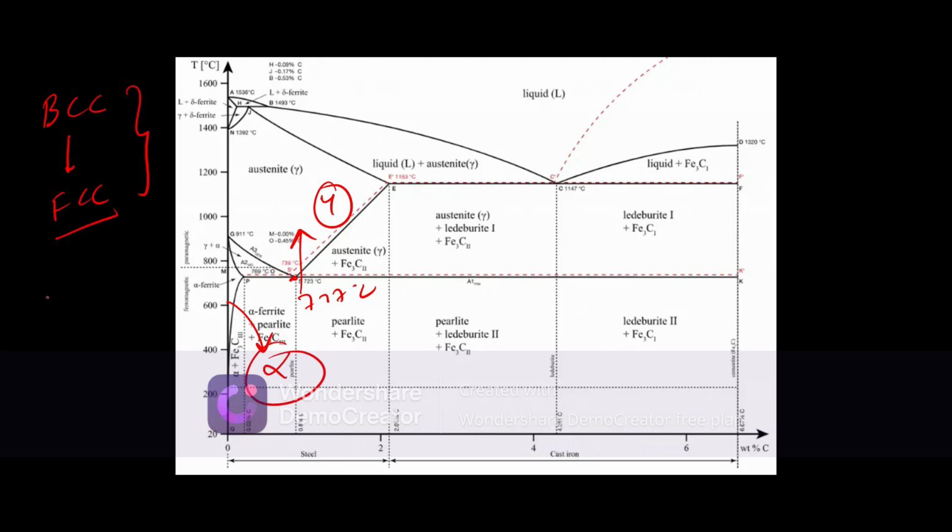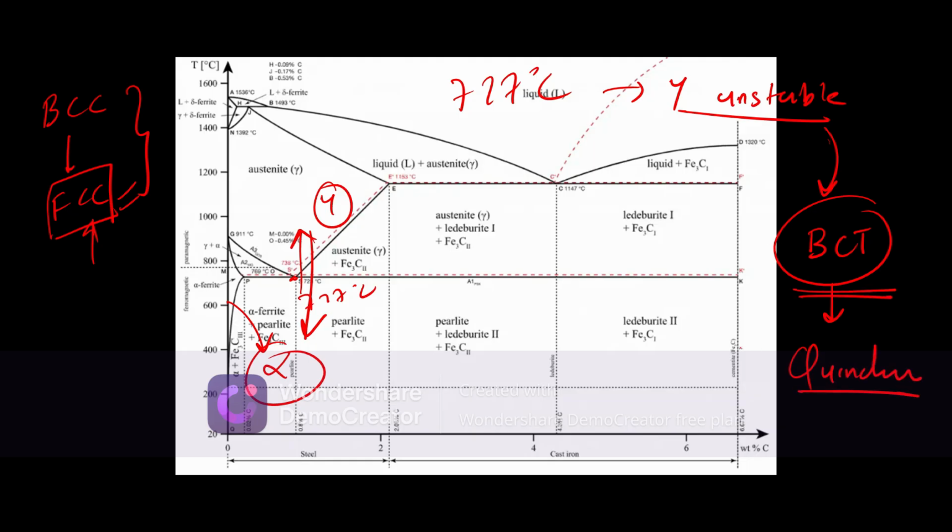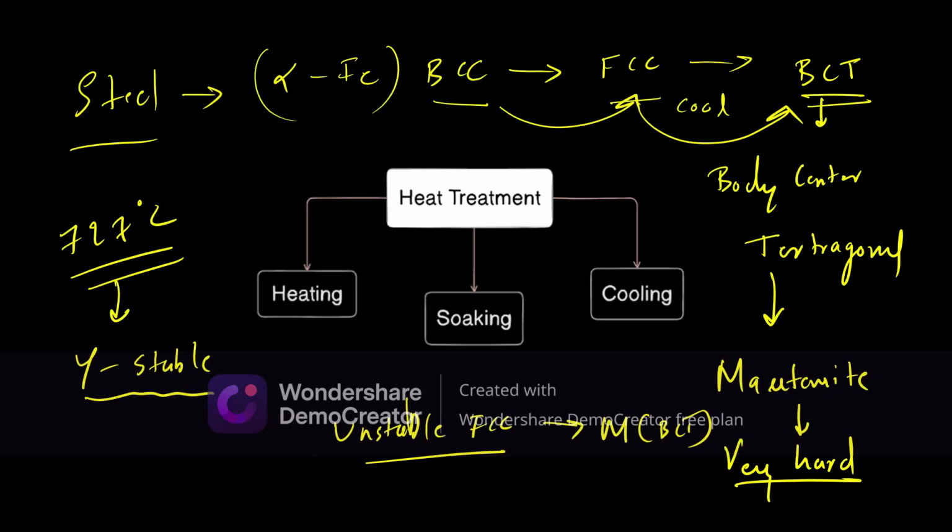The distribution of carbon is very good in case of FCC. The carbon gets distributed evenly throughout the crystal in case of FCC. That's why we heat the material to get FCC crystal structure and we cool it again. So while cooling below 727 degrees centigrade, gamma becomes unstable and it forms BCT. And BCT only forms when we cool it rapidly, which is nothing but quenching. When we perform quenching, then only we will get BCT crystal structure, which is nothing but martensite, which hardens the material. So that is the simple thing we are doing in case of steel. So this is the heat treatment.